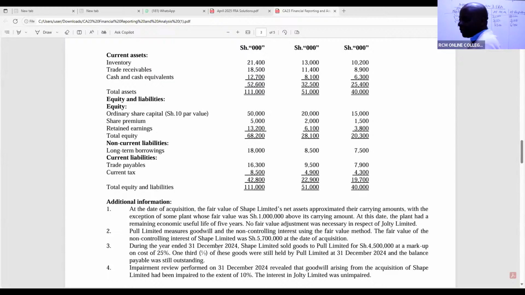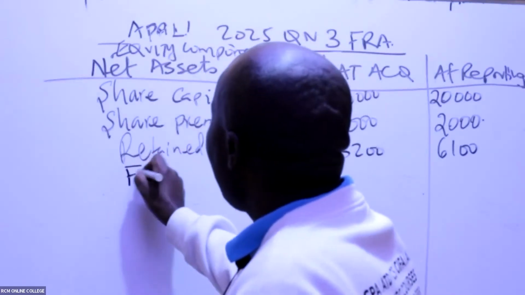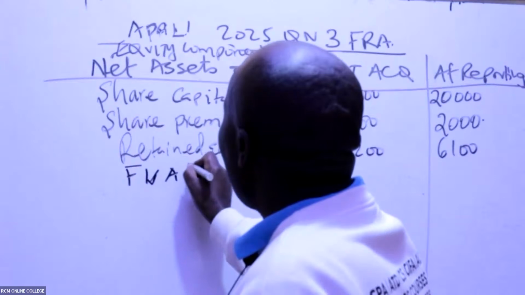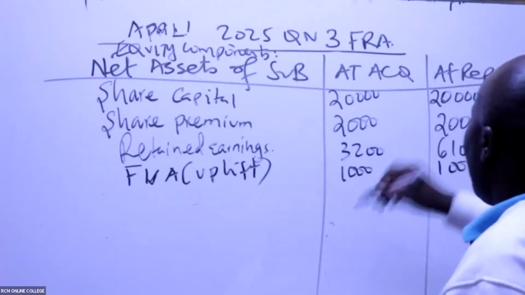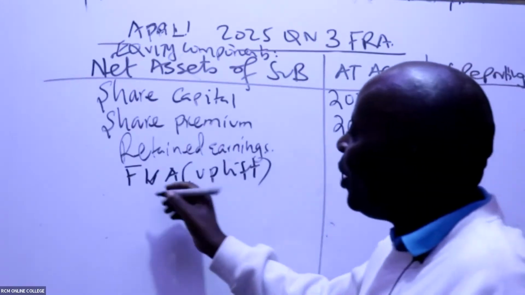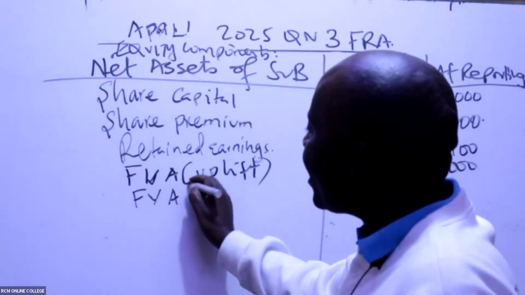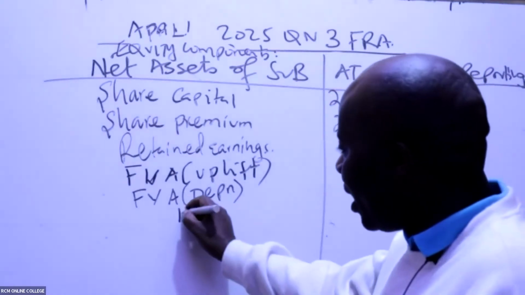So you can see a property, plant, and equipment item here which was revalued. So we have a fair value adjustment, which is an uplift, of 1,000. This is your usual accountant who never knows how to dance; it's ever constant. If it's a fair value uplift, then we will have to do the fair value adjustment depreciation of the same. So the depreciation will be based on the 1,000 here.